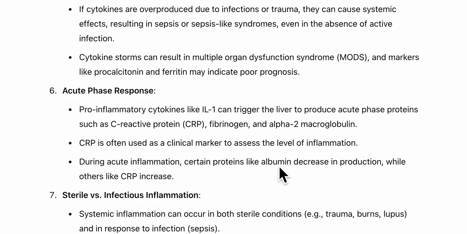6. Acute phase response. Pro-inflammatory cytokines like IL-1 can trigger the liver to produce acute phase proteins, such as C-reactive protein, CRP, fibrinogen, and alpha-2 macroglobulin. CRP is often used as a clinical marker to assess the level of inflammation. During acute inflammation, certain proteins like albumin decrease in production, while others like CRP increase.